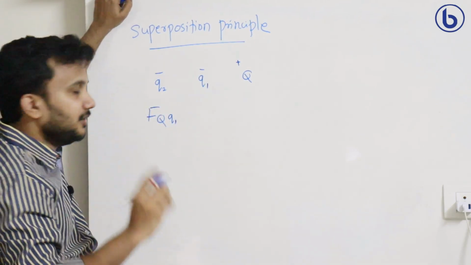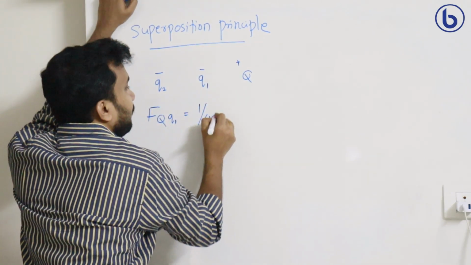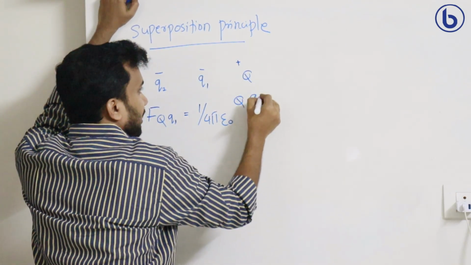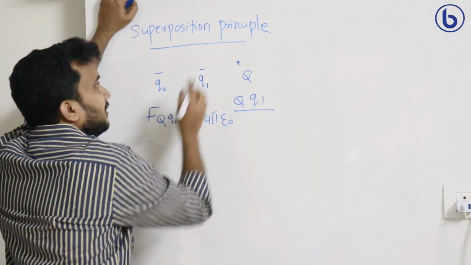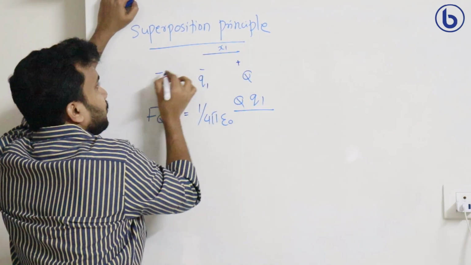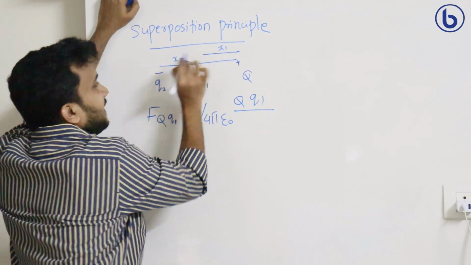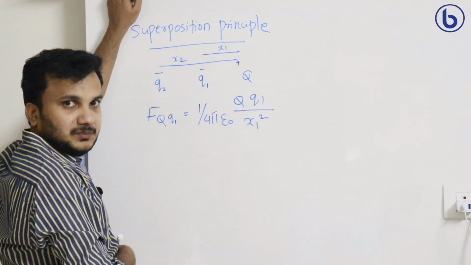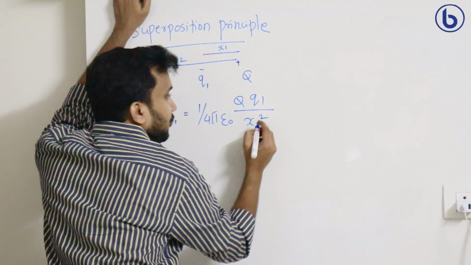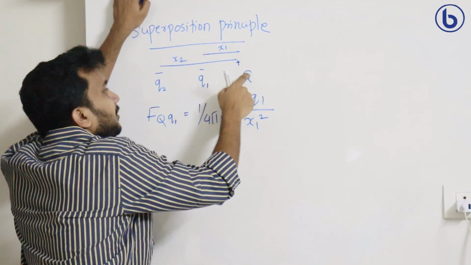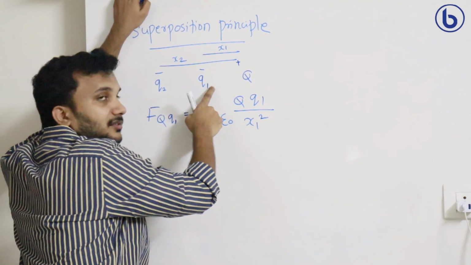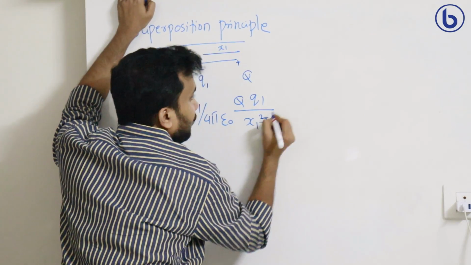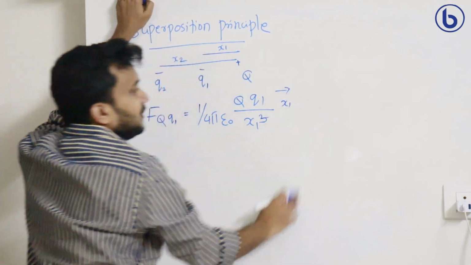One case. Tell me the formula. 1 by 4 pi epsilon 0, capital Q, Q1 divided by the distance between them. I take the distance between these two as x1, and for the other pair as x2, just for our understandability. So this will become x1 square. If you are writing in magnitude format, it is from capital Q to this, and this is the vector distance. So I can write it as x1 cube with the vector x1.